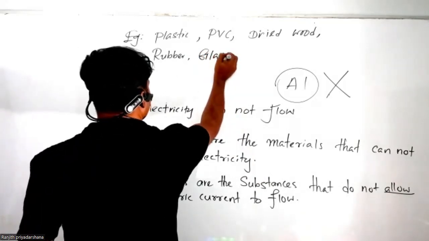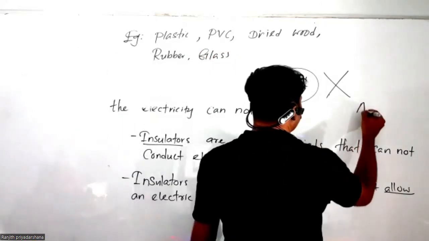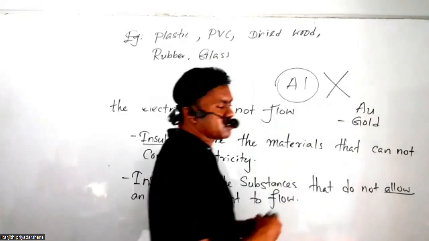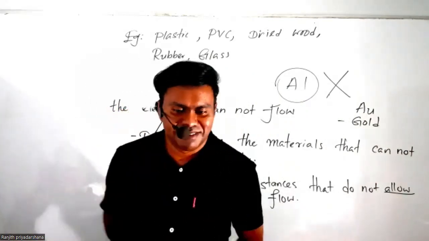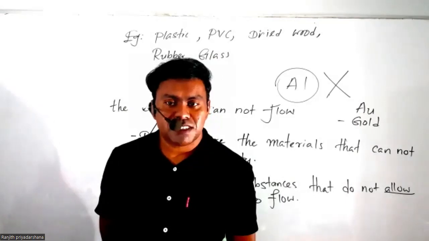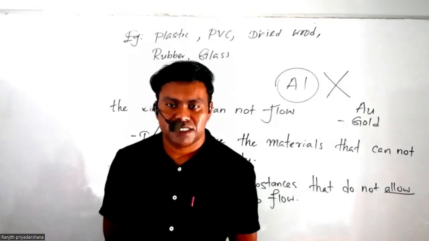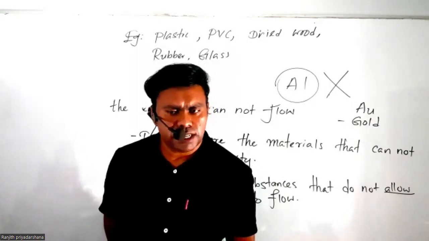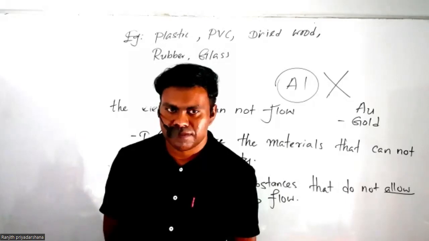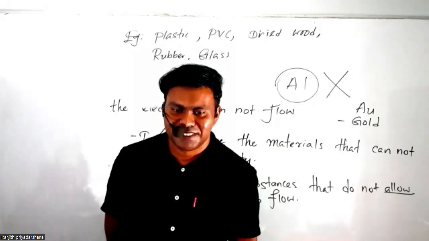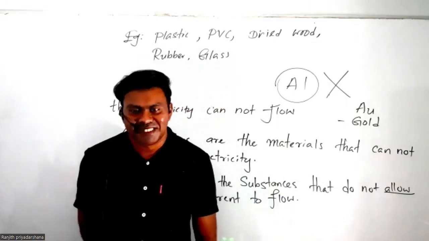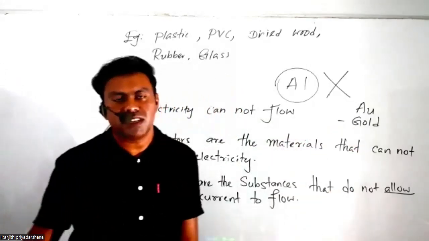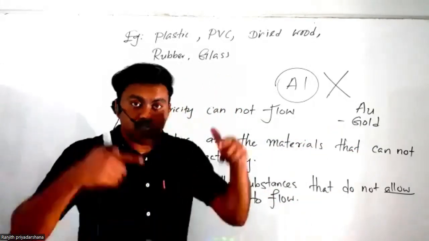Gold. Who said gold? Gold is the best conductor, but not for insulators. Who said gold when we are talking about insulators? Yes, that's not for insulators. Gold is a good conductor. Actually, it is used to reduce the resistance.